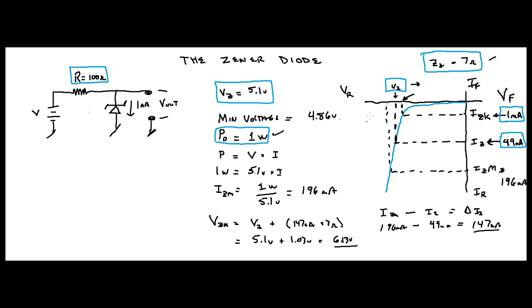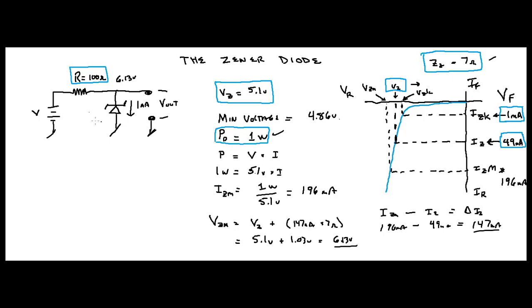That's your new voltage right there. So this is your VZM, and this is your VZK, right? This is great. You now know how to figure out what these two voltages are. So what's your new voltage? It's going to be what? 6.13 volts, right?